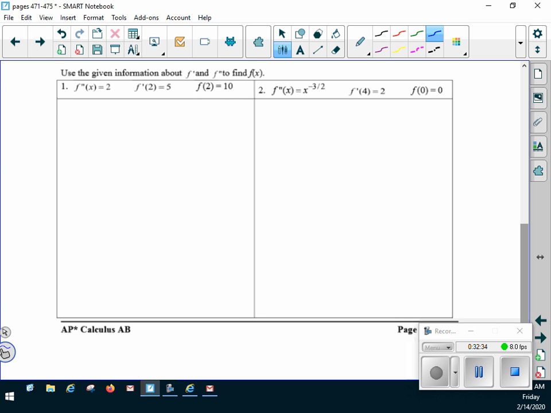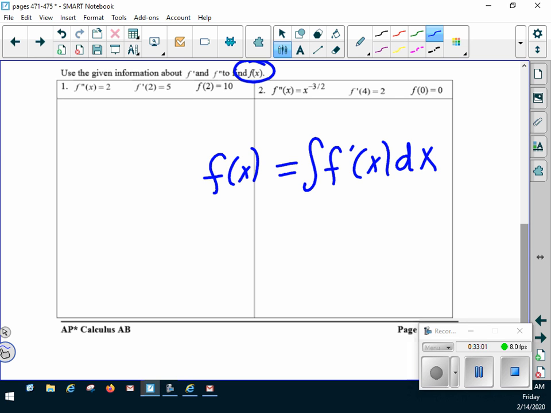We are told that f double prime of x is 2. We are told that f prime of 2 is 5. And we are told that f of 2 is 10. I can use that information to figure out what f of x is. Now I want you to think about something. When I integrate f prime of x, what do I get as my answer? I get f of x. All right. What do I get when I integrate f double prime of x? I get f prime of x, right?